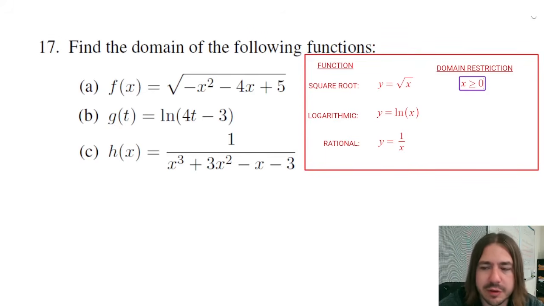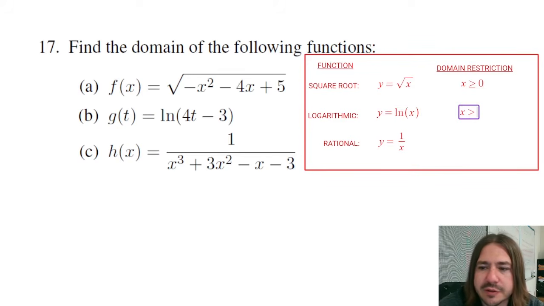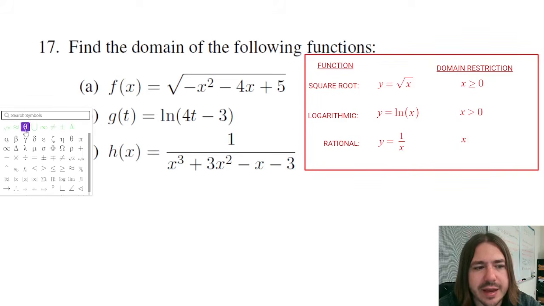So x has got to be greater than or equal to 0. For a logarithmic function, same thing except it can't be 0, so it's just going to be strictly greater than 0. And for a rational function, the restriction is that the denominator cannot be 0.